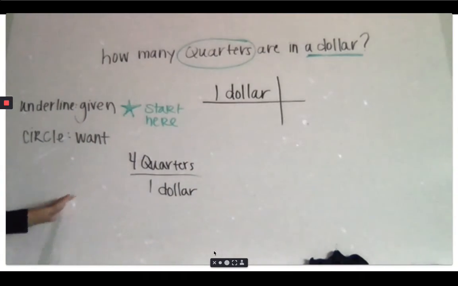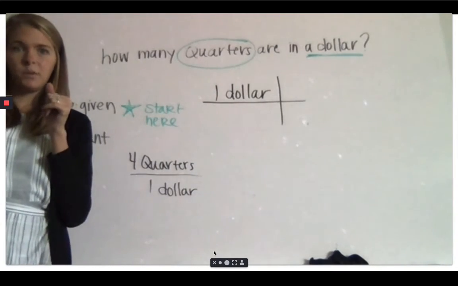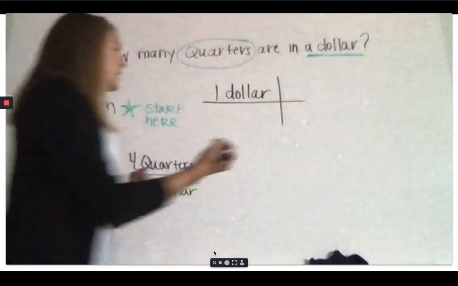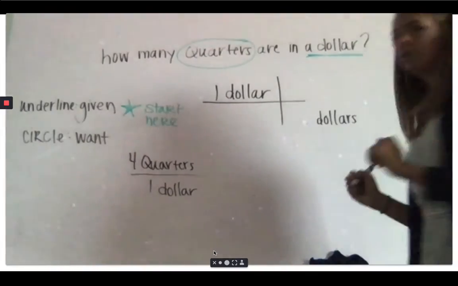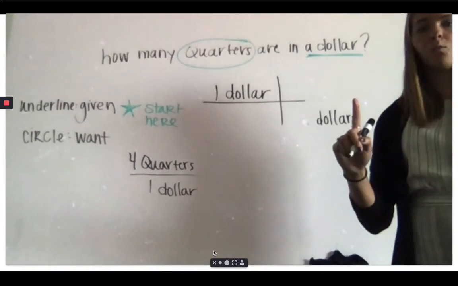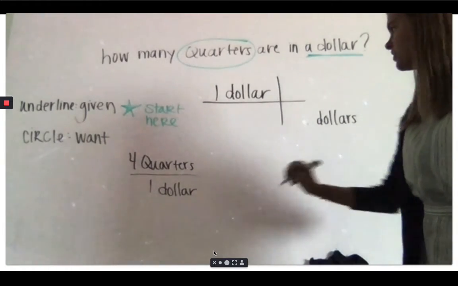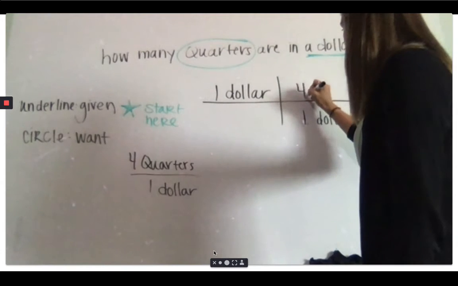Now we have dollars on top and we don't want dollars anymore, so we need to get rid of dollars. In order to get rid of dollars, we're going to put dollars on the bottom because, like I just told you, in order to cancel units, you have to have one thing on the top and one thing on the bottom. And we're going to plug in our conversion factor here. So we have $1 is equal to 4 quarters.